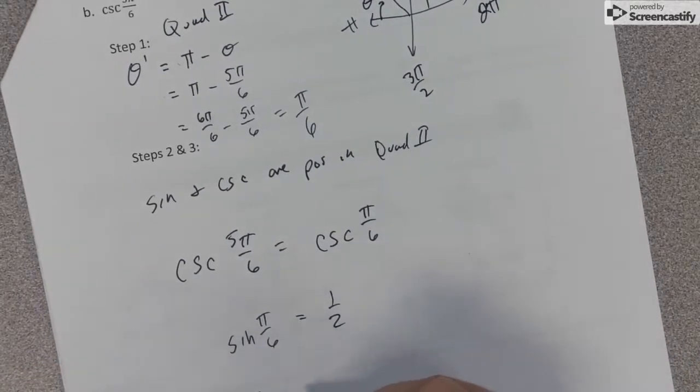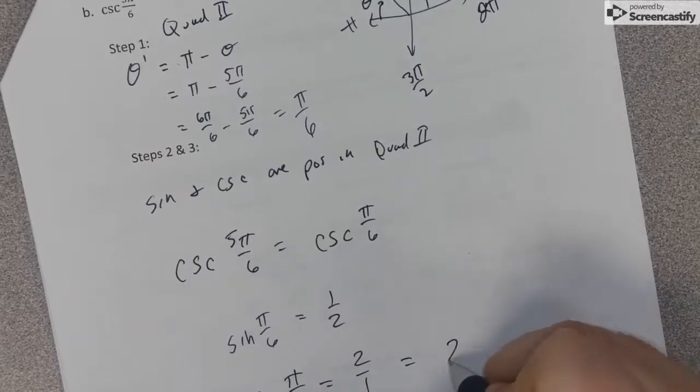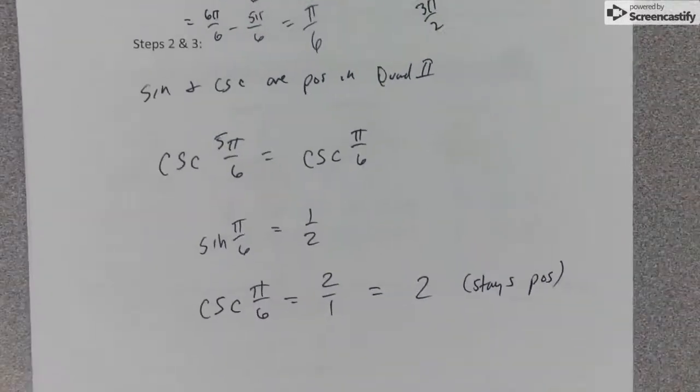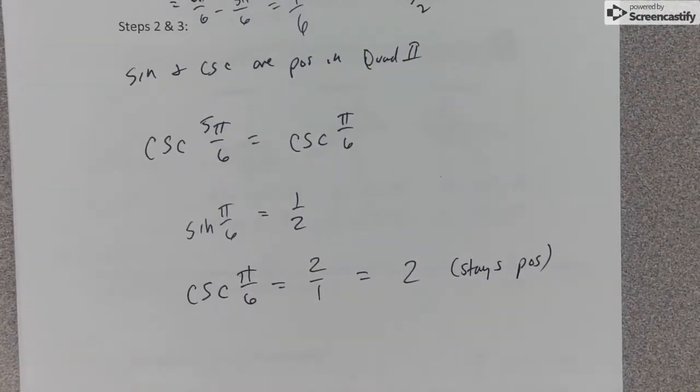But I was asked for the cosecant of pi over 6, which would be 2/1, and it needs to be positive. So it's going to stay positive because sine and cosecant are positive in quadrant 2.